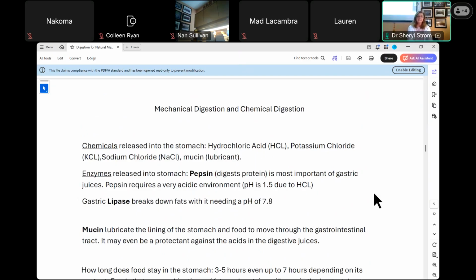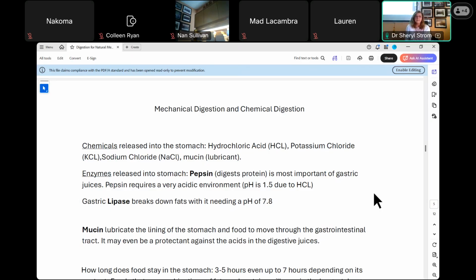Mechanical and chemical digestion. Chemicals released into the stomach include hydrochloric acid, or HCl, potassium chloride, which is KCl, sodium chloride, which is NaCl, and mucin, which is a lubricant. Do you need to know those? Yep, absolutely. Everything on here is a great way for you to pass this section of your boards.